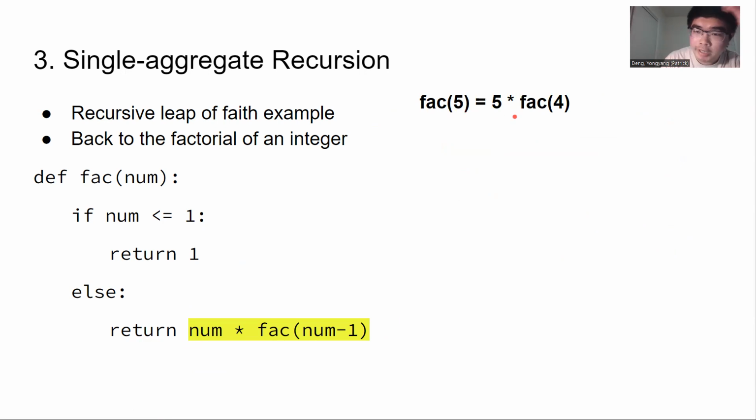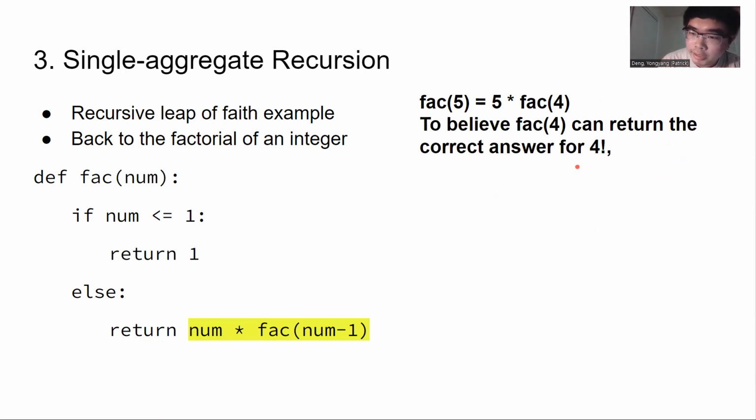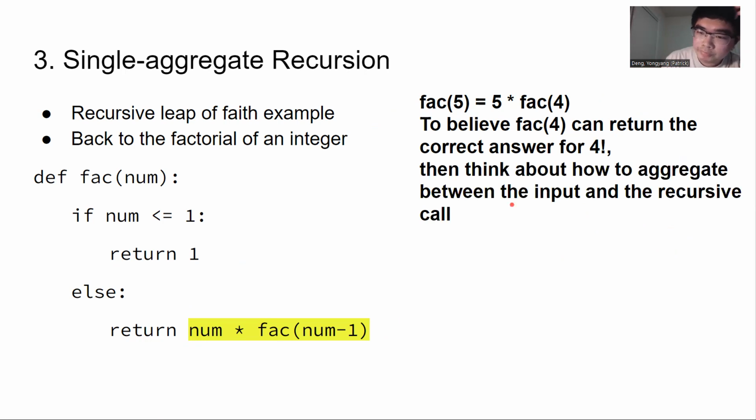So here factorial 5 is 5 times factorial 4. You have to believe that factorial 4 can return the correct answer. And that's how we define factorial, and that's how we think factorial will work. You have to believe the function of factorial of 4 can return the correct answer, and then think about how to aggregate your input or maybe other things with the result of the recursive call.